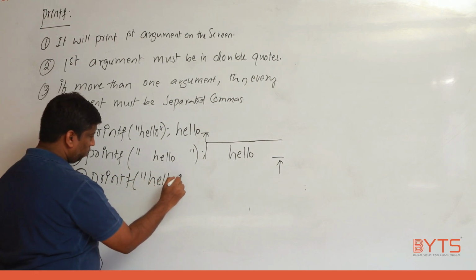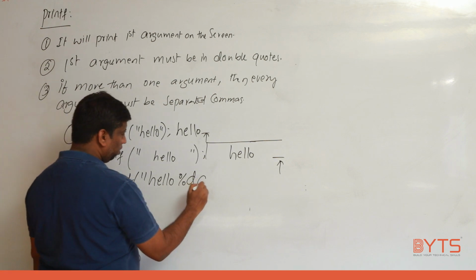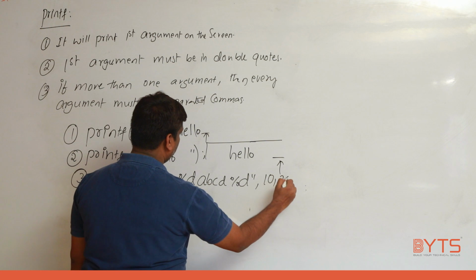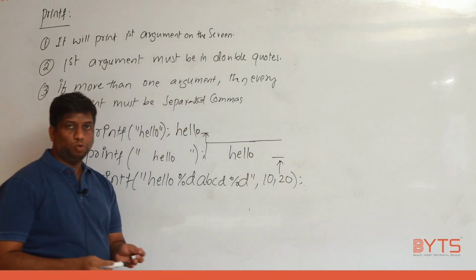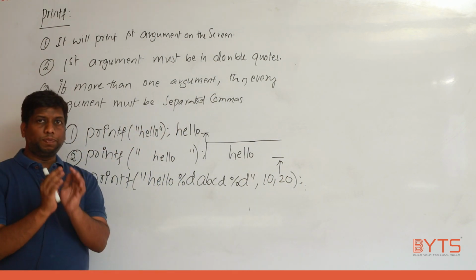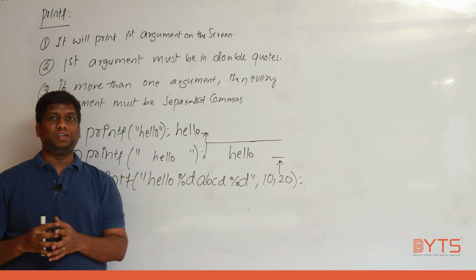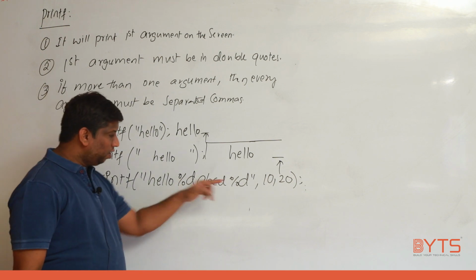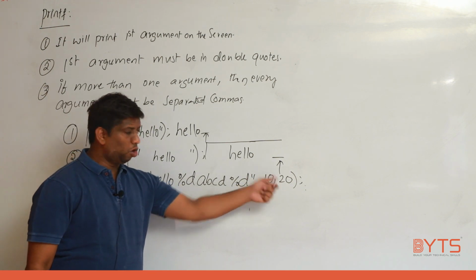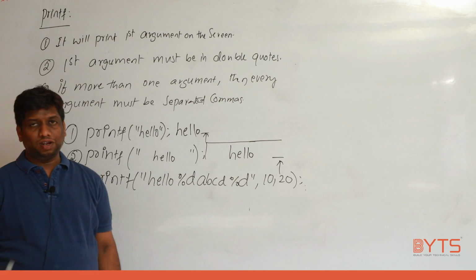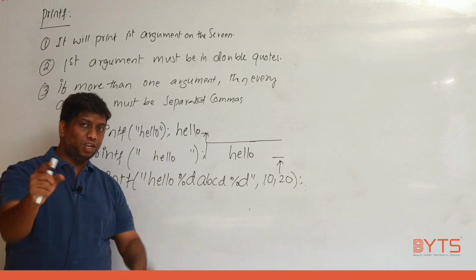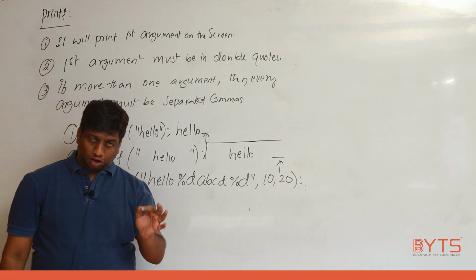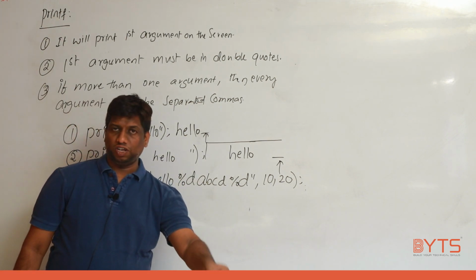Hello, percent d, ABCD, percent d, 10, 20. First we'll try to understand the question. Always try to understand the question. Spend more time understanding the question, then you can solve it easily. First step, how many arguments are there here? First argument, comma, second argument, comma, third argument. But printf will print which argument? The first argument. The first argument should be present where? In the double quotes. Printf will print the first argument except format specifiers.